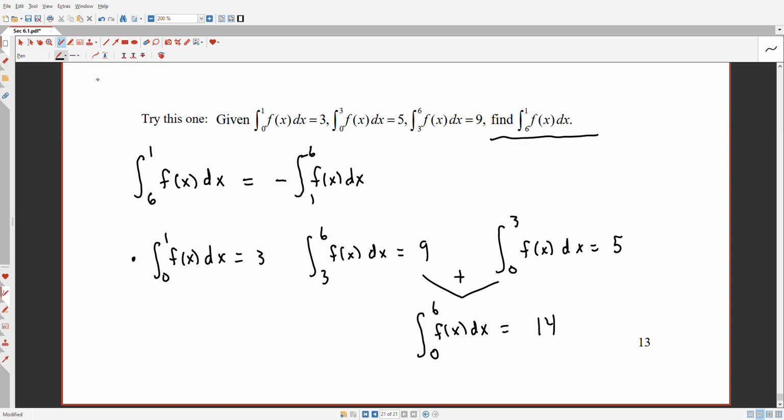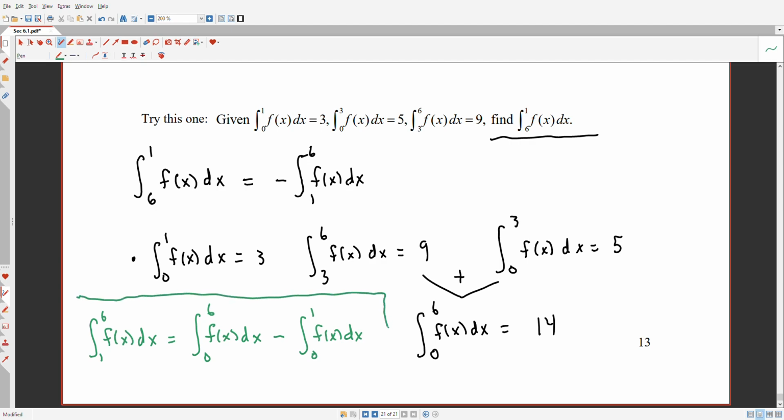So maybe I'll switch colors here. To go from 1 to 6 of f of x dx, if you think about this, you could say, well, let me go all the way from 0 to 6. I know what that number is, but let me take away going from 0 to 1. I think this is the crucial step for understanding this exercise. To integrate a function from, say, 1 to 6, I could go even longer, go from 0 to 6, and take away 0 to 1.